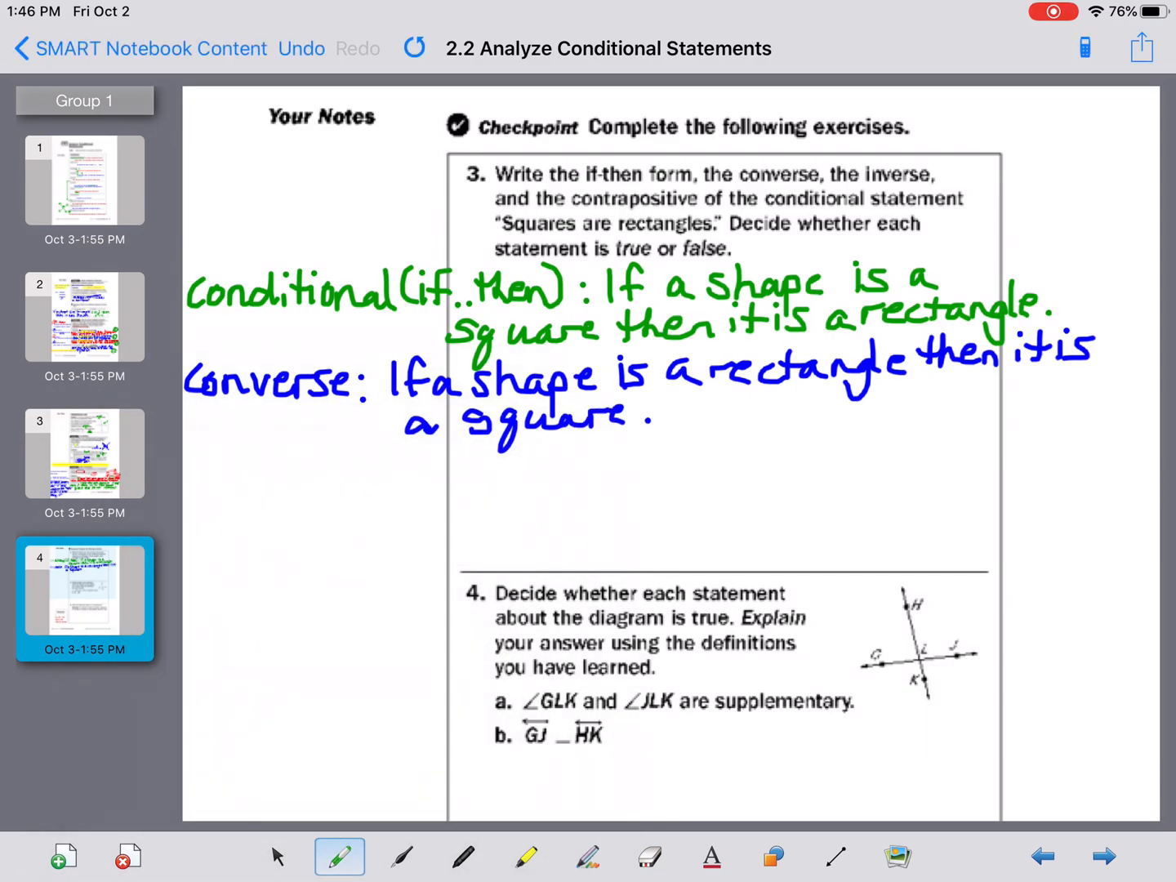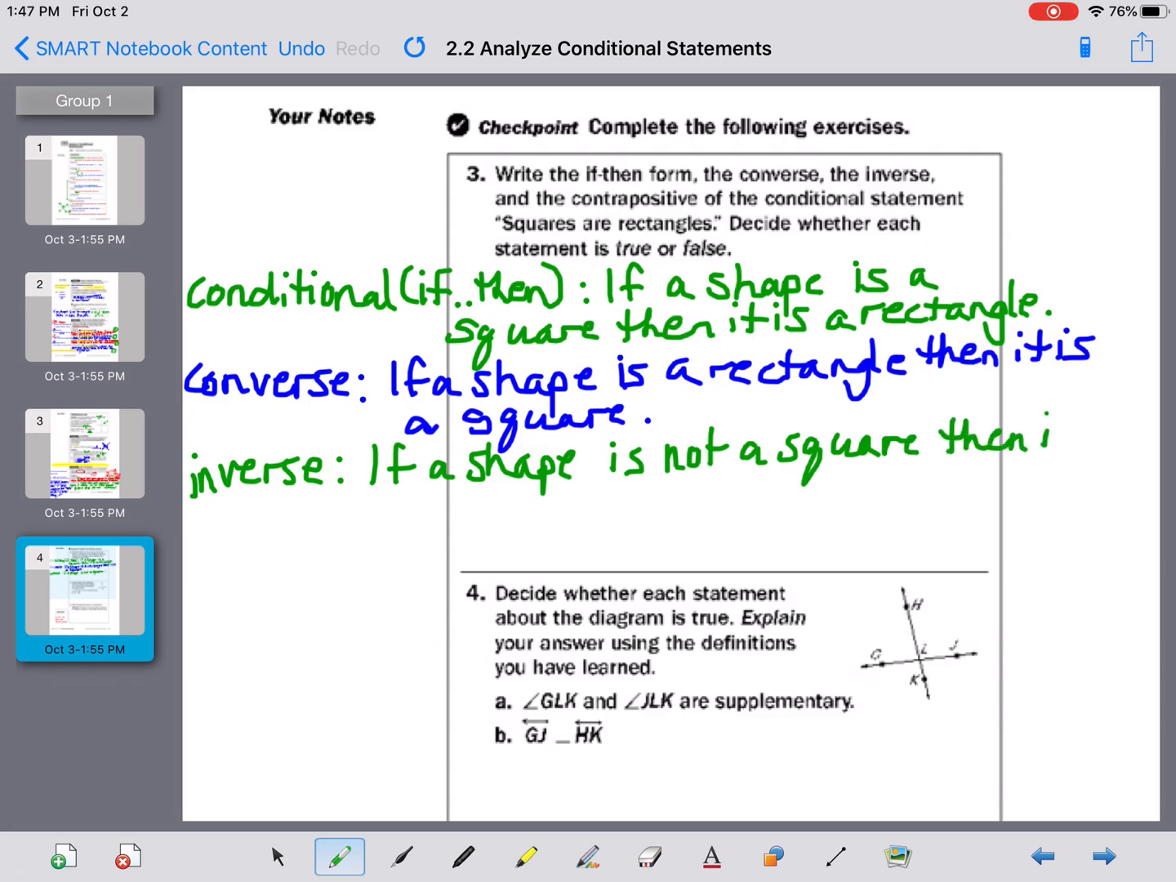All right, next one in line is my inverse. Remember, that's going to go back and put nots on my if-then. So if a shape is not a square, then it is not a rectangle.